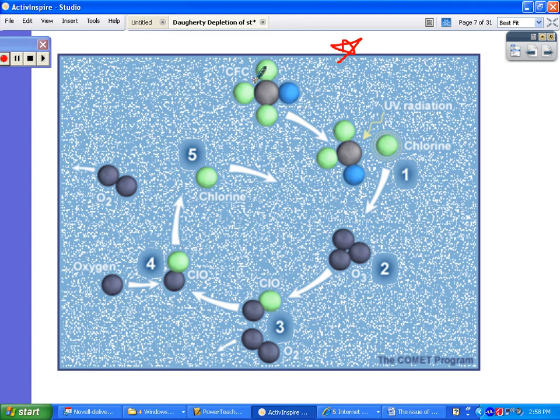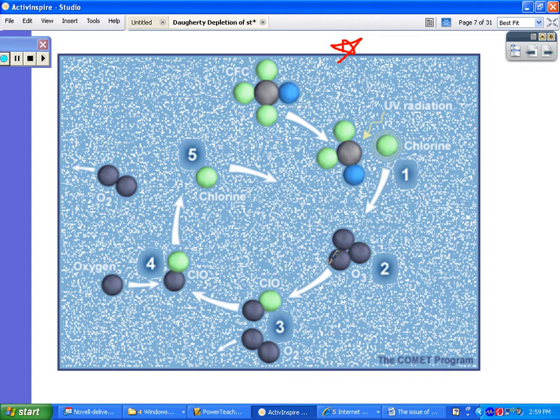Okay, here's your CFC. Carbon. I believe the greens are the chlorines, so one, two, three chlorines, and then you've got a fluorine as well. First thing that happens in this little reaction is UV radiation comes in and knocks off that single chlorine atom. And as we said, that single chlorine atom is dangerous because now it wants nothing more than to go and find an oxygen to bind with. And so it'll probably run into an O3, an ozone molecule, and when it does, it's going to rip away one of those oxygens.